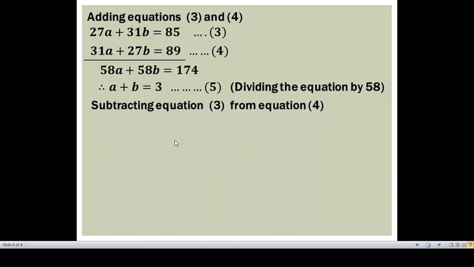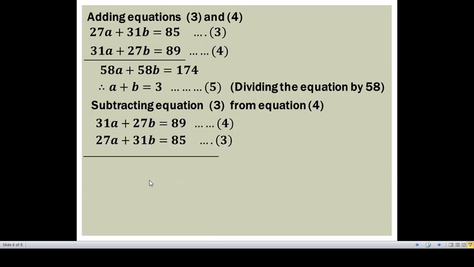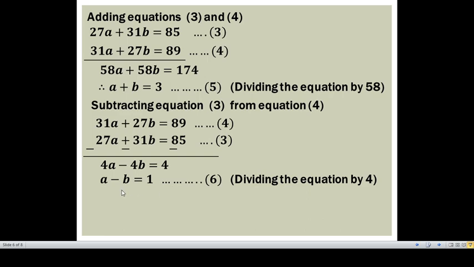Now subtracting equation 3 from equation 4, we have 31a minus 27a, 4a, plus 27b minus 31b, minus 4b, is equal to 89 minus 85, 4. So 4a minus 4b is equal to 4. Dividing both sides of this equation by 4, we get a minus b is equal to 1. Say number 6. So see here, this is also a very easy equation in the form a minus b is equal to something.